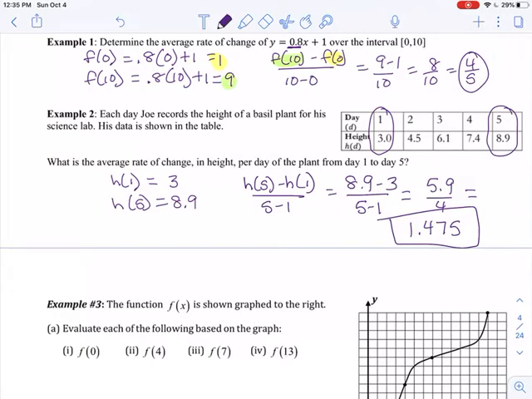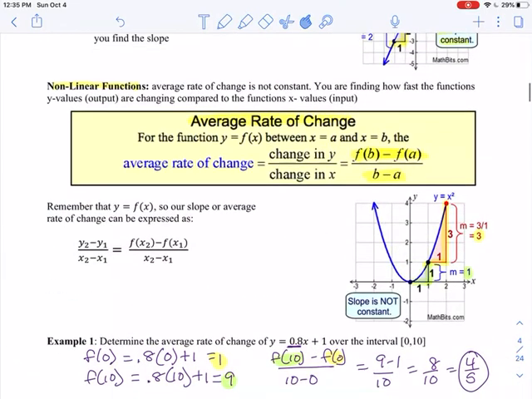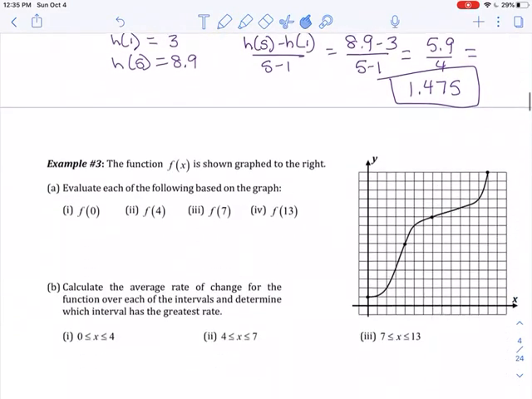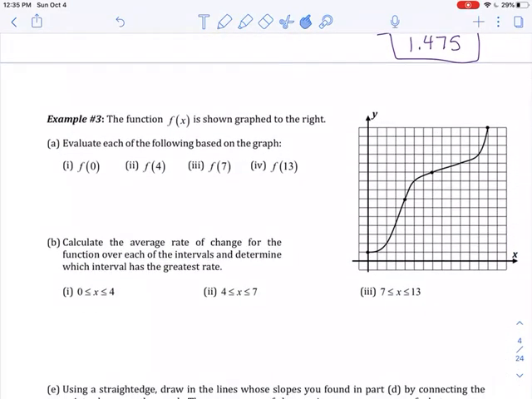So this formula, if you want to call it a formula, works for nonlinear functions. And again, what am I doing? I'm doing f of b minus f of a over b minus a. And a and b are basically the interval that you are finding that average rate of change for. All right, let's look at one that's on a graph.